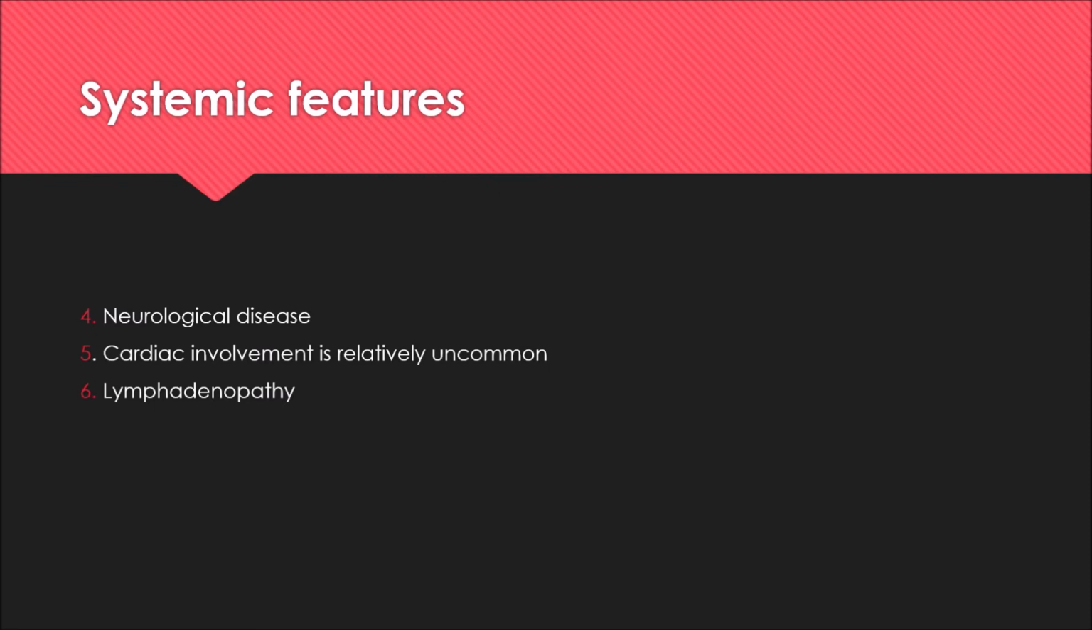Then the neurological disease, which is rare, but meningitis and cranial nerve palsies may occur. Pituitary involvement can lead to hormonal abnormalities. Then is the cardiac involvement. It is relatively uncommon, approximately 5% clinically involved, but it is critical as it may lead to arrhythmia and sudden death. Last but not the least is the lymphadenopathy. Enlargement of superficial lymph nodes is sometimes the initial clinical manifestation.